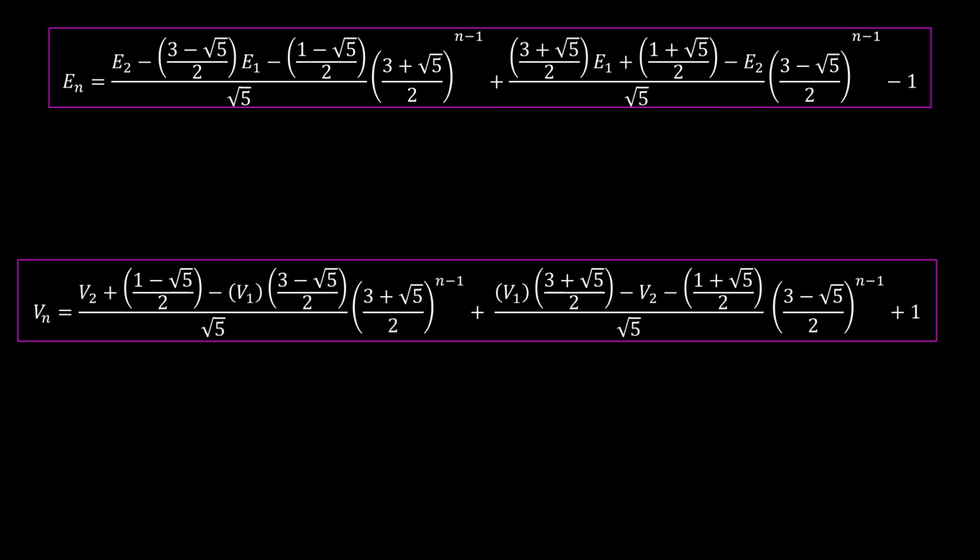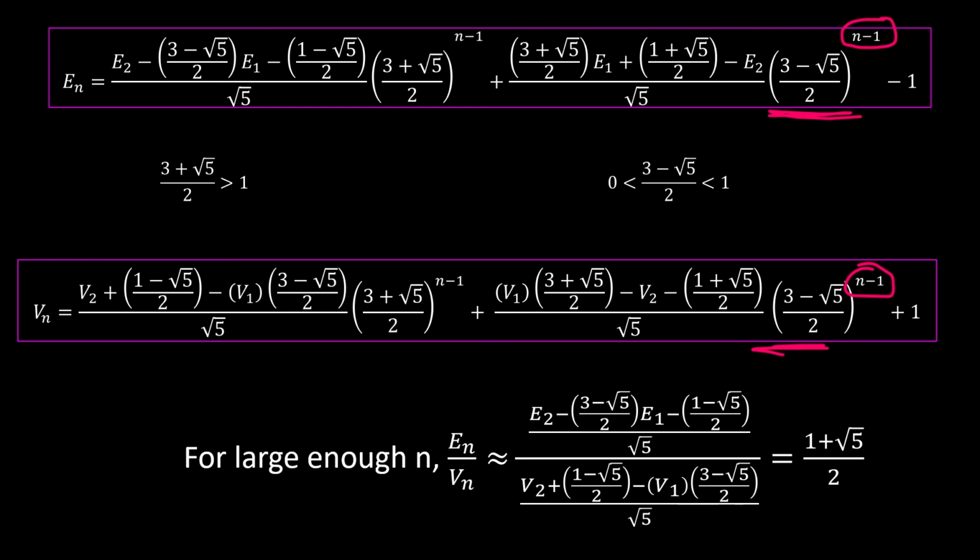Intuitively, this is because in the first term of both formulas, we have the same number that is greater than 1 raised to a variable power, while in the second term of both formulas, we have the same number whose magnitude is less than 1 raised to a variable power. As we let this variable power become arbitrarily large, meaning we iterate the simplex graph operation over and over, the second and third terms in both formulas will become very small in comparison to the first terms. So the fraction e sub n over v sub n will tend towards the ratio of the coefficients of the first terms, which as we covered earlier is the golden ratio, 1 plus root 5 all over 2.